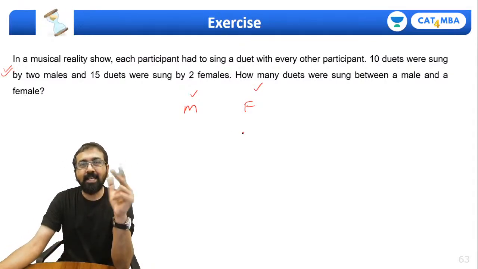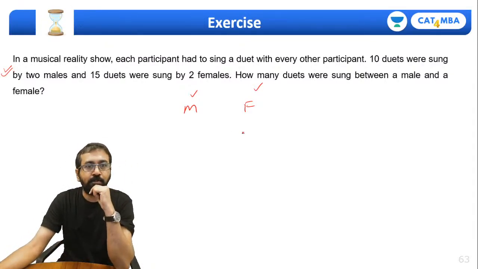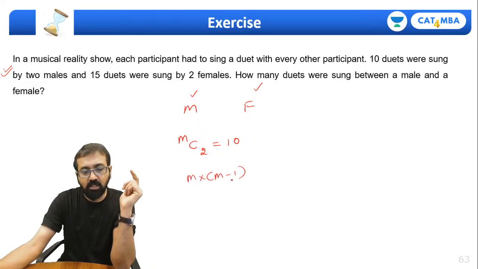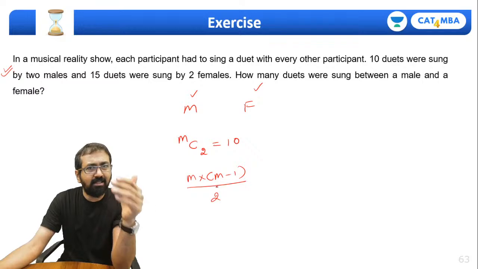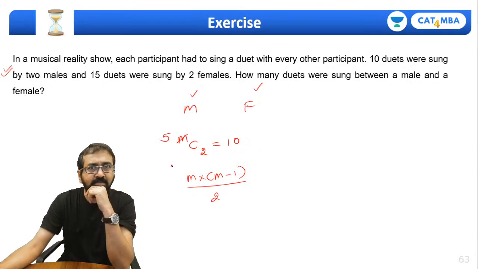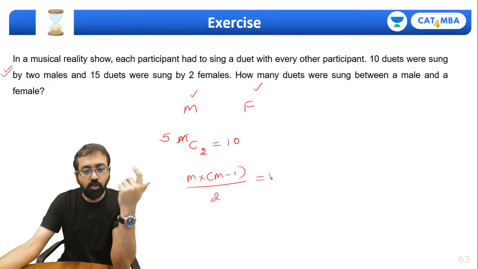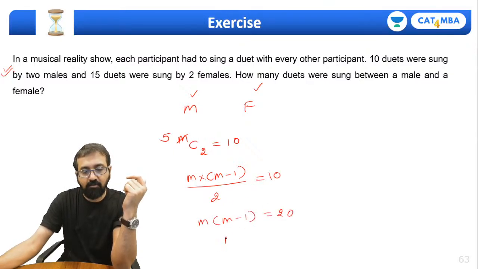Can I say singing a duet is nothing but a combination of 2 people? So how many combinations of males can I make over here? MC2, and that is given as 10. What is MC2? M into M minus 1 divided by 2. But can't you figure out that M has to be 5? 5C2 is 10. Is there any other nC2 which will produce 10? No. If you are not so strong at calculation, then you will have to solve it like this: M into M minus 1 equals 20. So M will come out to be 5. If you can do it directly, nothing like that.